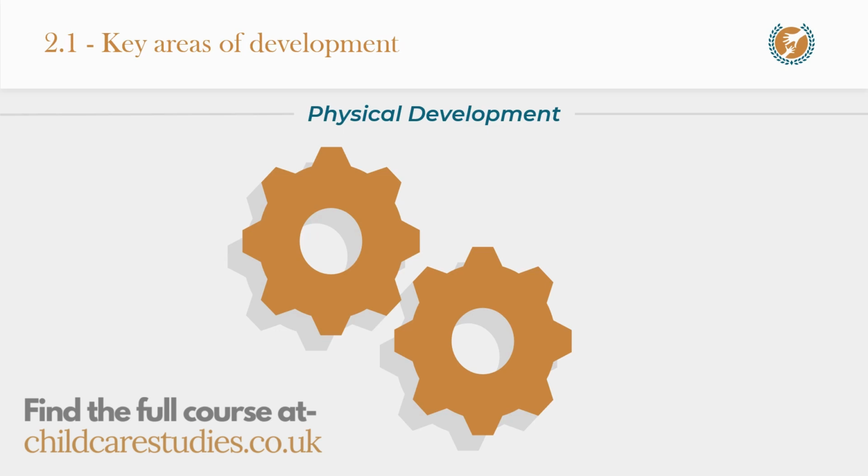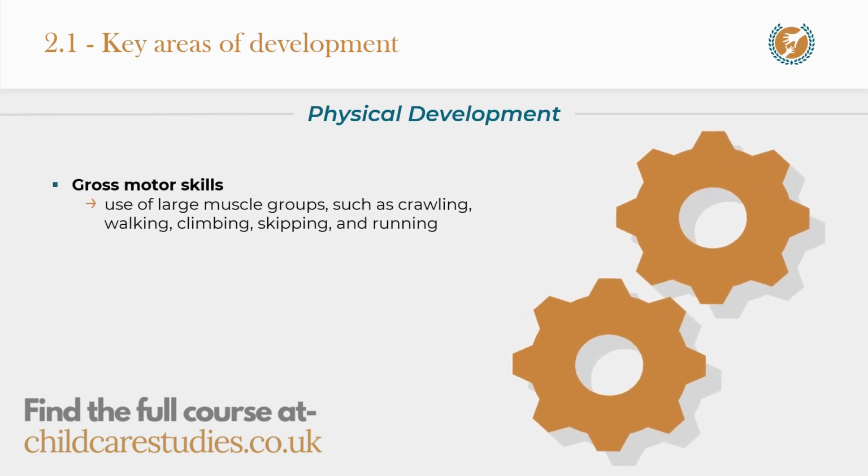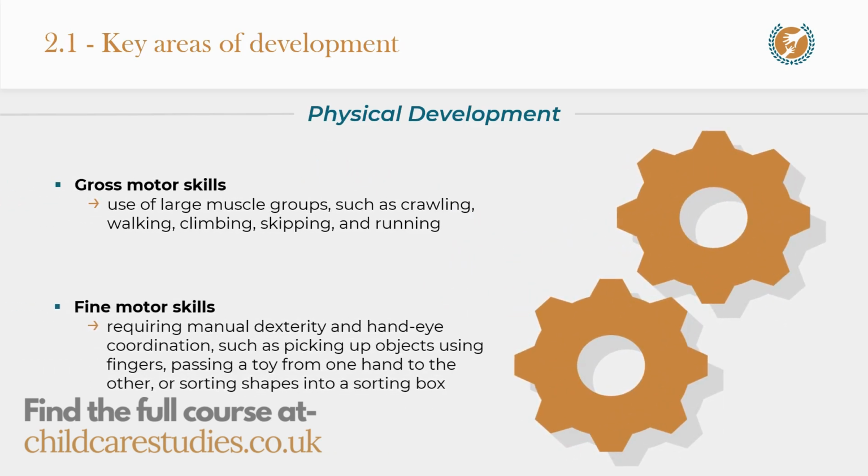Of course, physical development also implies attainment in terms of physical skills, these being gross motor skills and fine motor skills. Gross motor skills are those requiring use of large muscle groups, such as crawling, walking, climbing, skipping, and running. Fine motor skills are those requiring manual dexterity and hand-eye coordination, such as picking up objects using the fingers, passing a toy from one hand to the other, or sorting shapes into a sorting box.